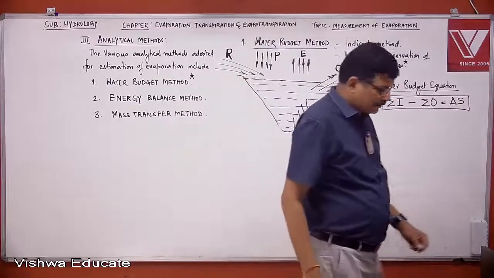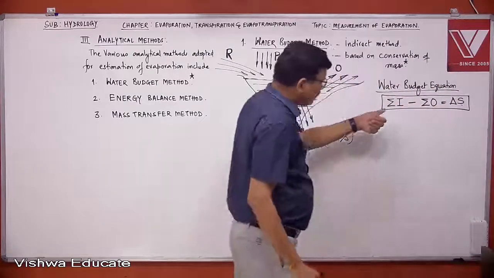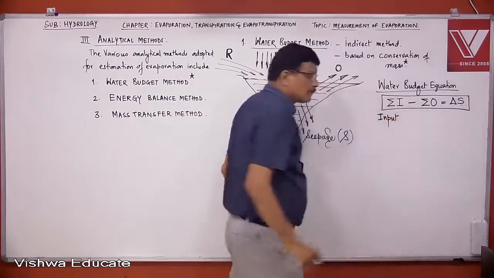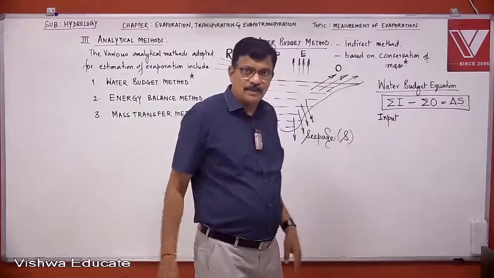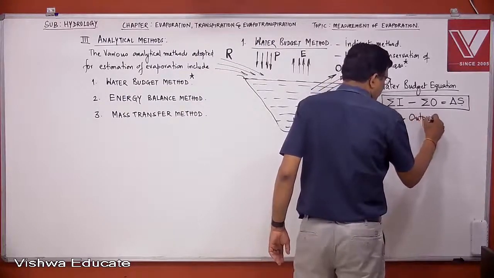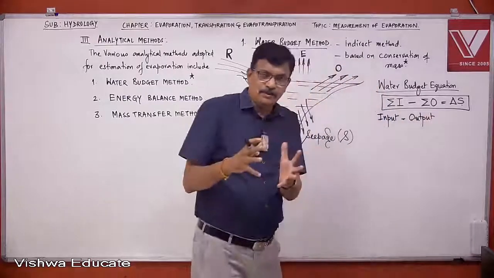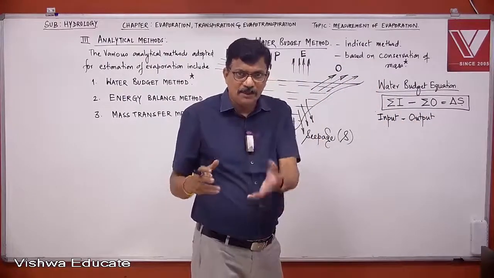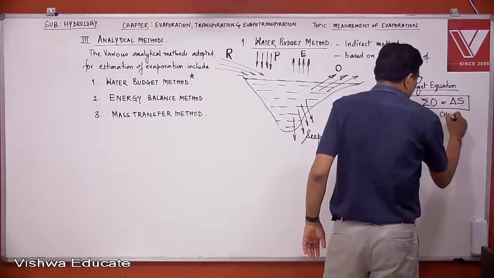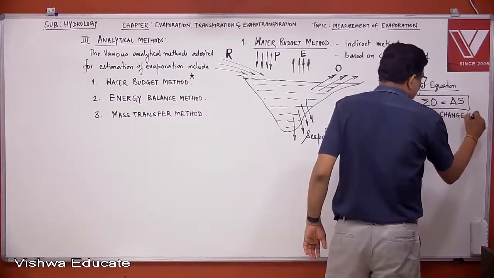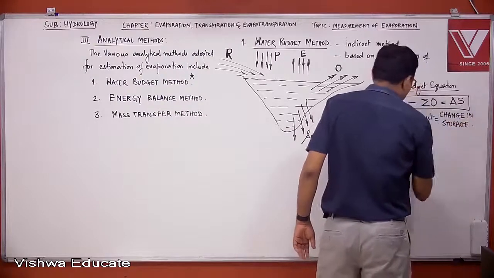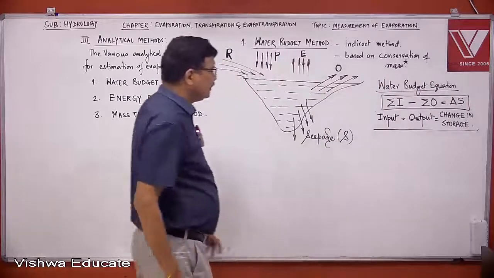So sigma basically is the input. It can be mass input minus mass output, the mass of water input minus the mass of water output, is equal to the change in storage, and this is nothing but the water budget equation.